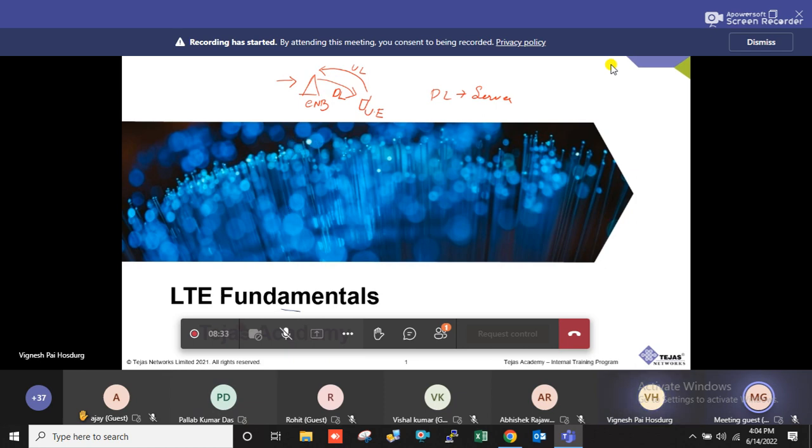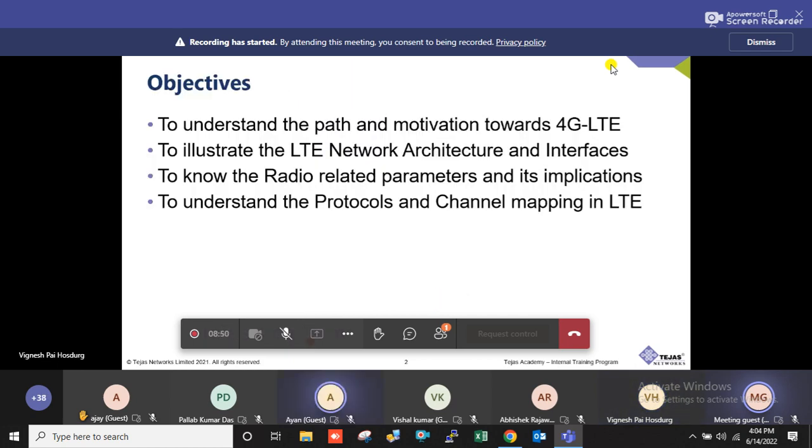Any other doubts, or shall I continue with our discussion? Okay. So good evening once again. Let's start with our day 2 discussion on LTE fundamentals. Already you are aware of the objective.